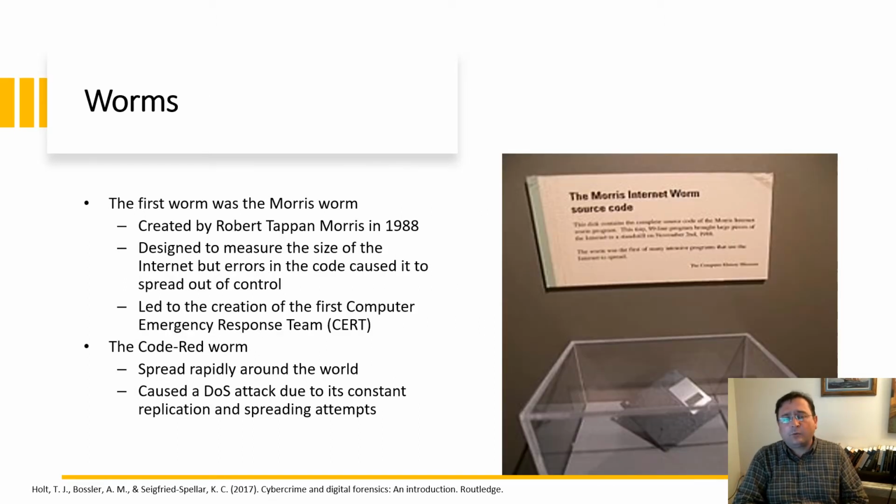So the first worm was the Morris worm, created by Robert Morris in 1988 and designed to measure the size of the internet, but errors in the code led to it spreading out of control and led to the creation of the first computer emergency response team to deal with these kinds of viruses. Another example that we can talk about is the Code Red worm. It spread rapidly around the world and caused a DoS attack due to its instant replication and spreading attempts. If you want to take a look at what a DoS attack was, just look at the previous session slides.